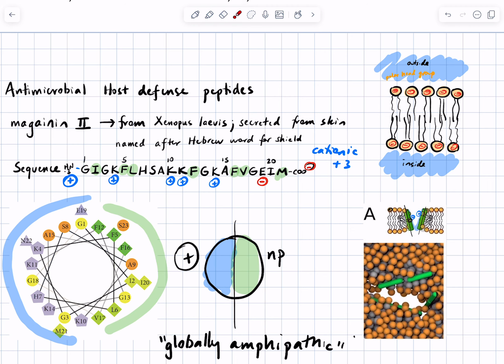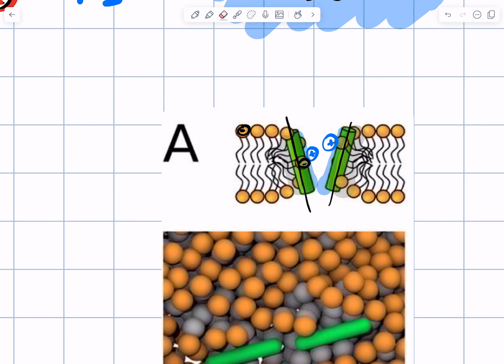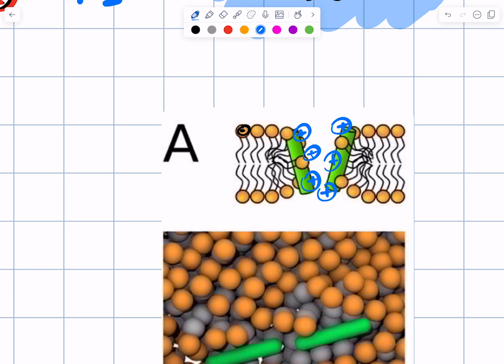And so if we zoom in to this cartoon and think about these helices as just cylinders, the color is unfortunate here. I should have chosen a different color scheme. But you can see the plus side, the positively charged side of the helix, interacting with negatively charged head groups of the lipid bilayer.